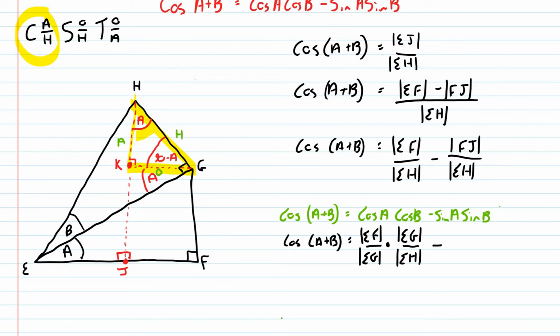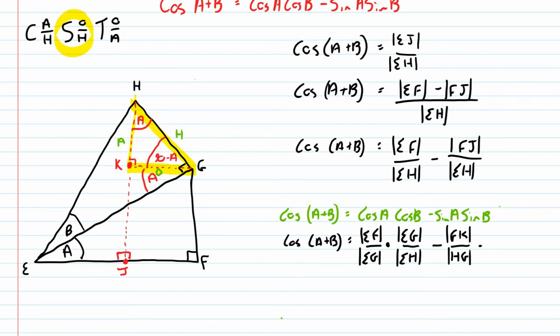Right, now we're looking at sine. That's O over H. So the O is GK. The H is HG. They're multiplying each other. Now let's look for the sine of B.